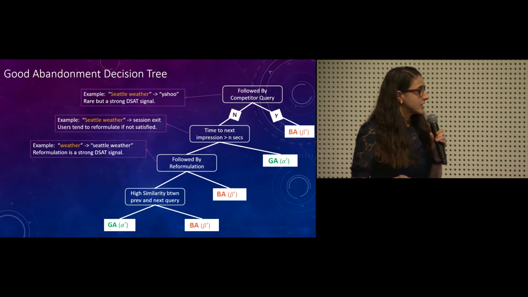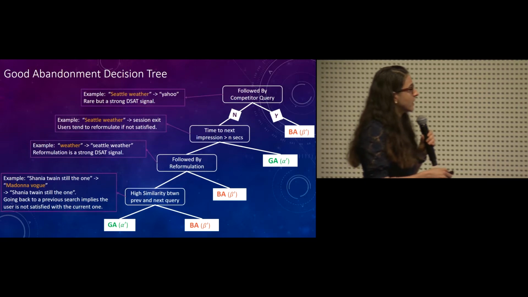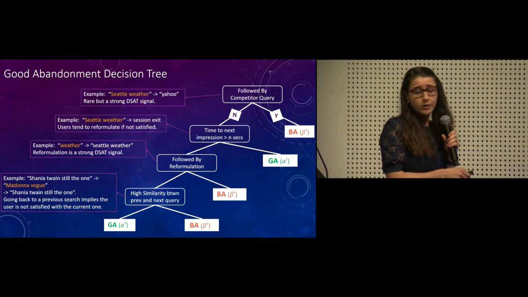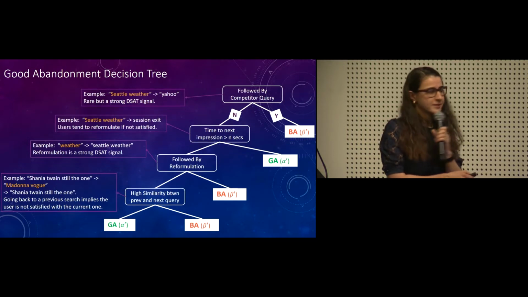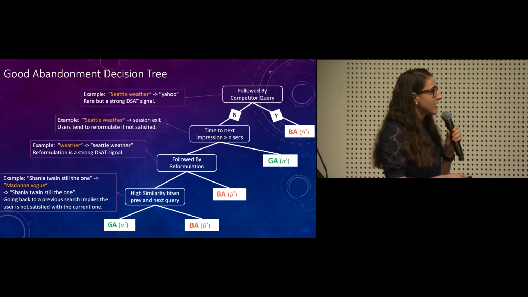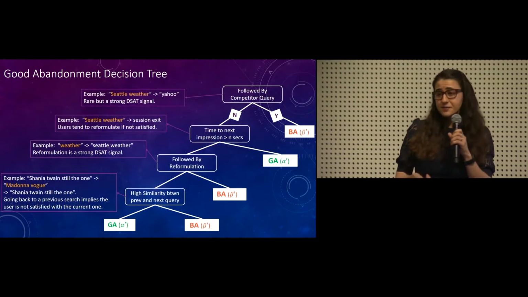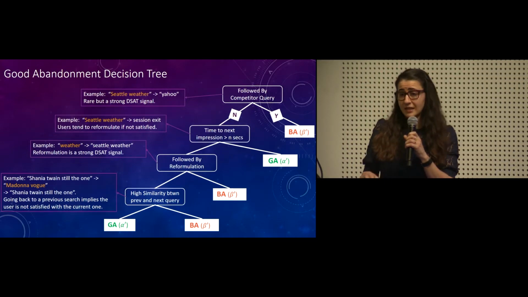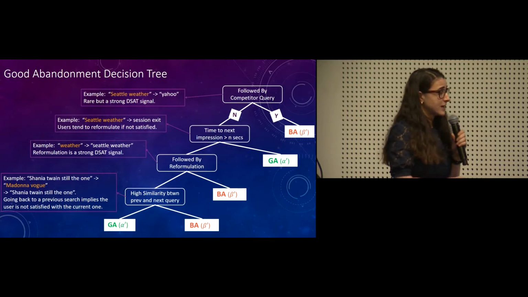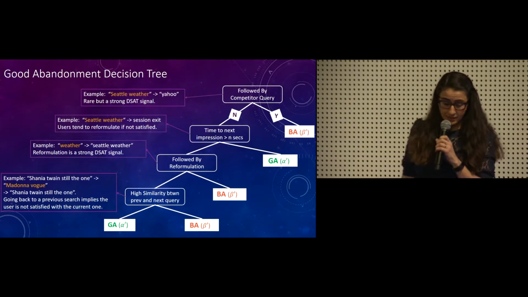The last node here is high similarity between the previous query and the next query. In this example, the abandoned query is Madonna Vogue. What the user was searching for, I think this is a song, Shania Twain, maybe a singer. So they were searching for this query. Then they moved on to Madonna Vogue, but then they went back to a previous search. Based on our logs and the labels that we collect, this is a negative signal. Going back to a previous query usually indicates the user was not satisfied with the query they ended up on. So we label this as bad abandonment, and otherwise, at the end, we label it as good abandonment.